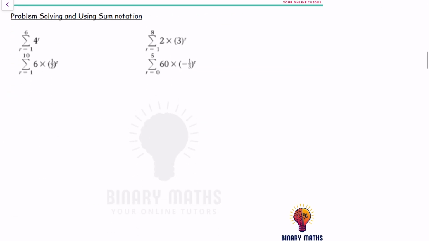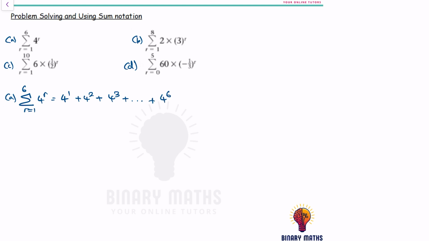Problem solving using sigma notation. So we're trying to work out these summations, a, b, c, and d. For a, I'm working out the sum of r equals 1 to 6 of 4 to the power of r, so it's 4 to the power of 1 plus 4 to the power of 2 plus 4 to the power of 3, all the way up to 4 to the power of 6.